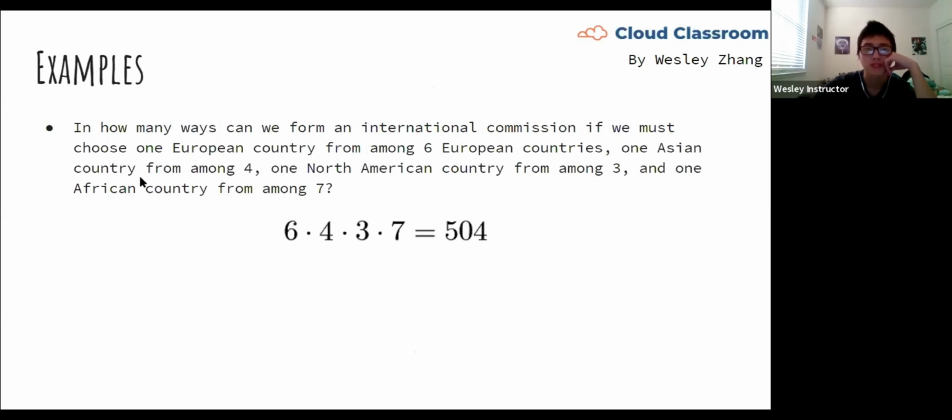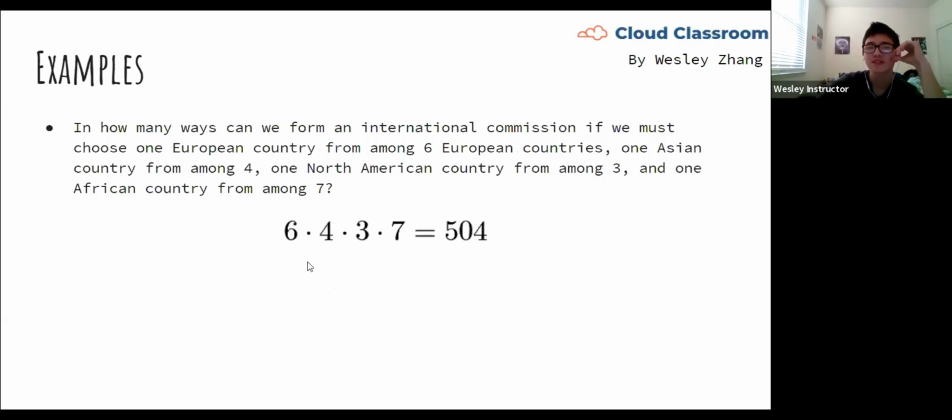Here's some examples. How many ways can we form an international commission if we must choose one European country from among six European countries, one Asian country from among four, one North American country from among three, and one African country from among seven? This is the formula we use to find out how many combinations, or in this case, permutations, we get. You guys will learn the difference later on, but right now we'll just call them combinations.